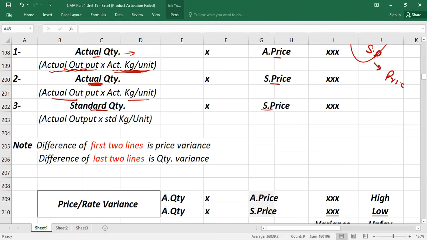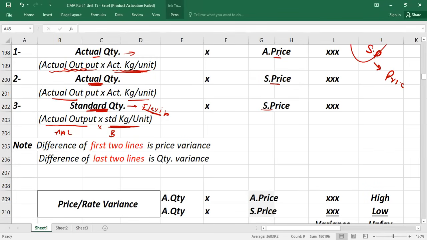Third line is what? Standard quantity. Please remember, this is the flexible budget. The first two are the actual results, but this third line is the flexible one. Do you remember how the flexible budget was calculated? You take actual output, which is called actual activity level, into standard kg per unit, that is, into budgeted data. This is standard quantity: actual output into budgeted or standard kg per unit.